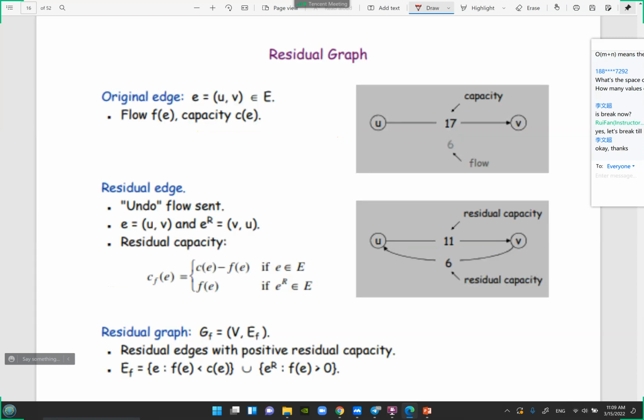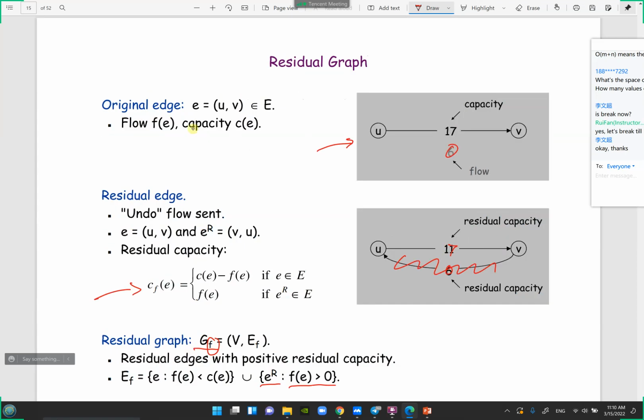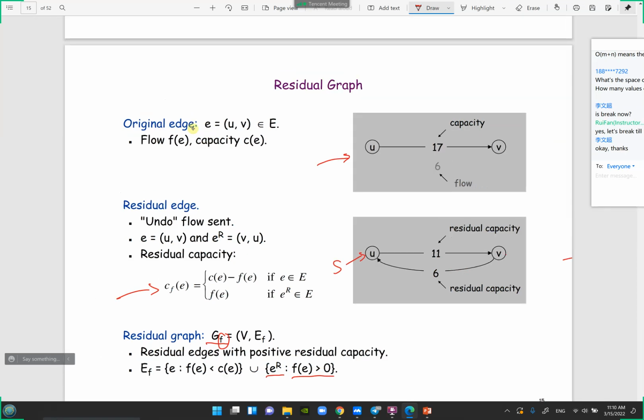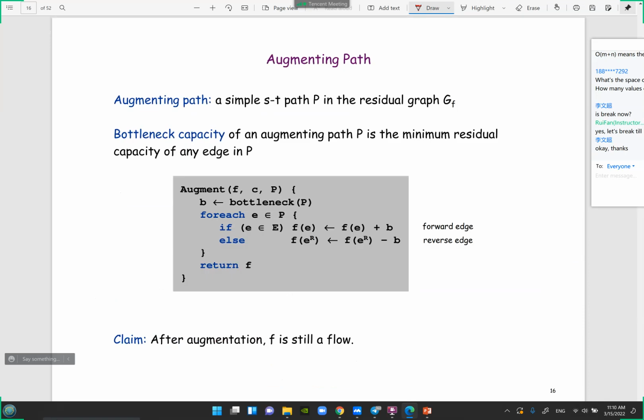Okay, so the next idea is this thing called an augmenting path. If you look at the residual graph, you see that there's some leftover capacity from U to V. So let's say S is over here and T is over here, and we're trying to send flow from S to T. You see that there's some leftover capacity on this edge UV, which is on the path from S to T. So this is what we're going to call an augmenting path.